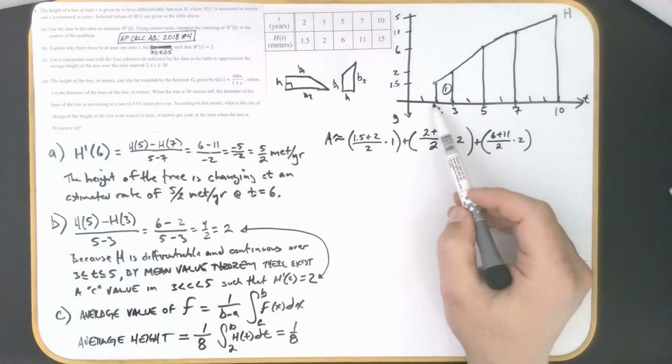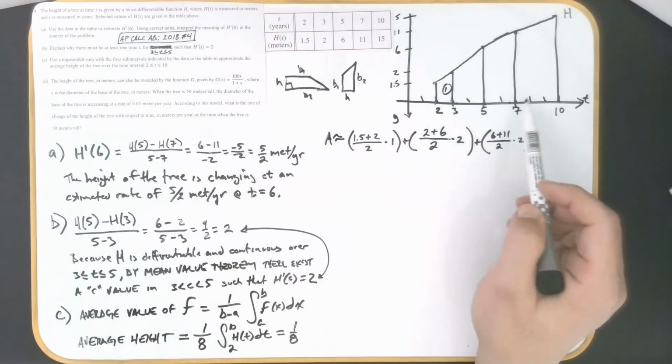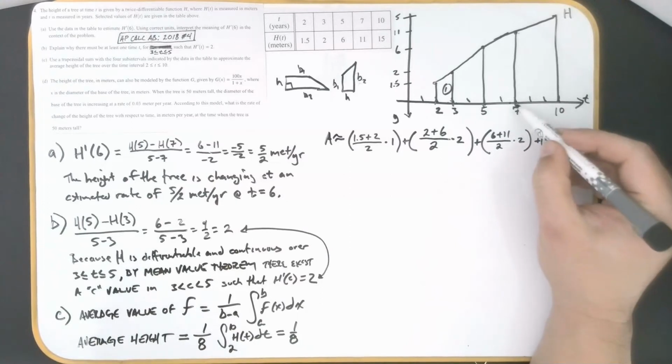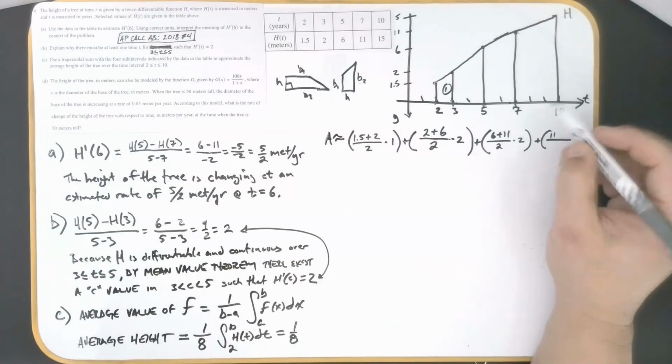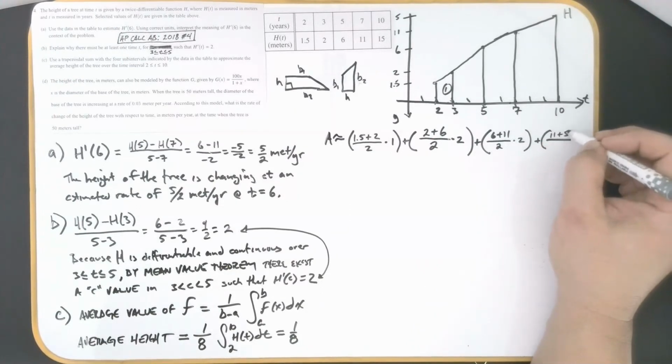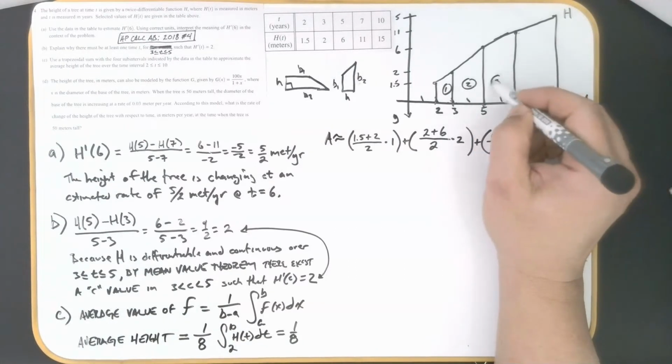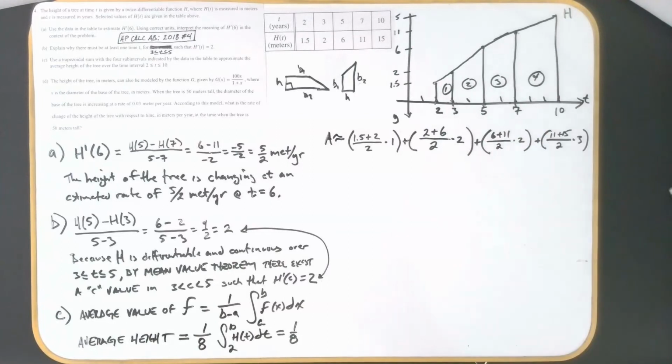So notice the first trapezoid, the width was 1. These next two, it's 2. And this last one, it's actually bigger, it's 3. So plus our next one, the height at 7 is 11. The height at 10 is 15. Average of that, and then the width of that interval is 3. So there are the 4 trapezoids going from left to right.